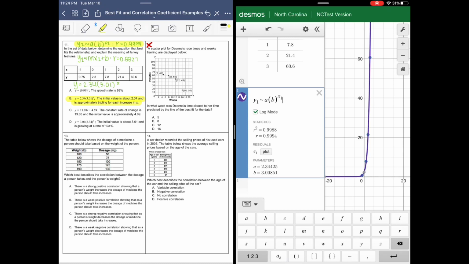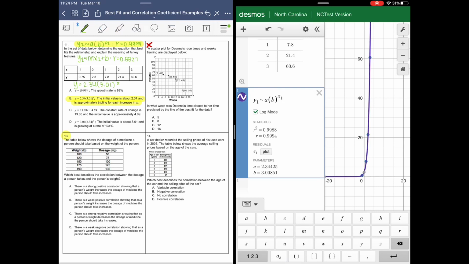With number 13, I actually want to just let you try this one on your own. I want you to see what you can do on this one, but think about what it means to have a strong positive or a strong negative relationship.